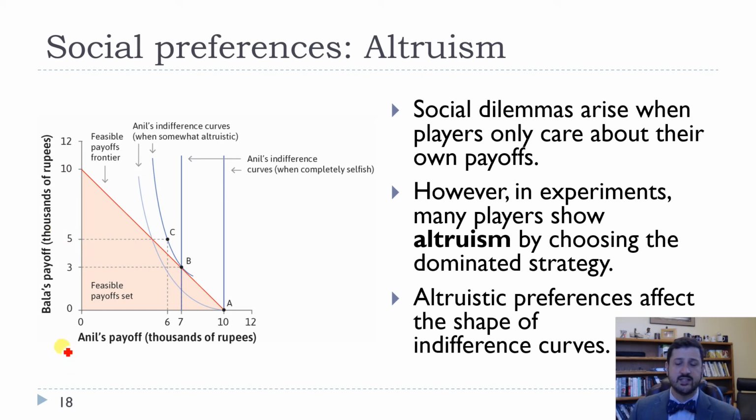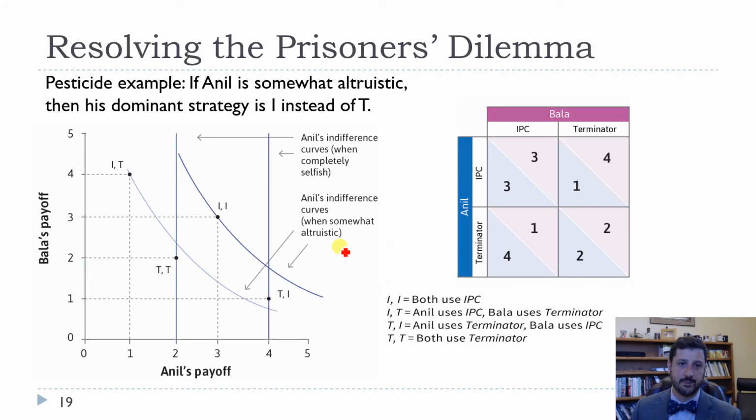Now, we don't necessarily need Anil to be perfectly altruistic and care equally about Bala and his own payoffs, but just a little bit altruistic. Then we can see that Anil may go from point A, where he maximizes his payoff at 10, but Bala gets 0, to a point B where Anil gets 7 and Bala gets 3, right? That's on a higher indifference curve because I don't want to see Bala starve to death, and so I at least want to make sure Bala has enough. And so altruism is actually one way to solve the prisoner's dilemma, right?